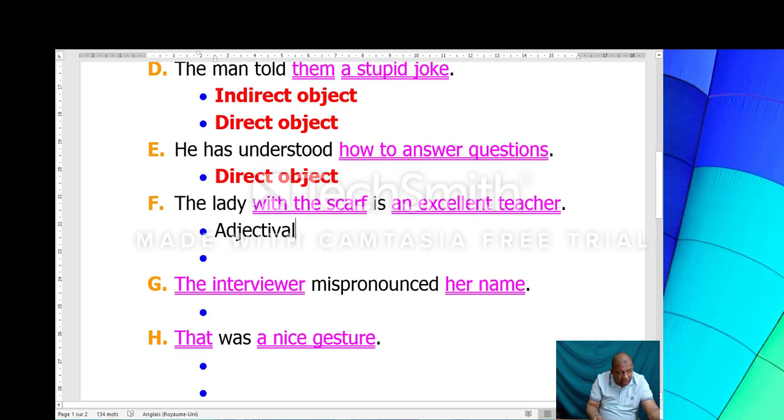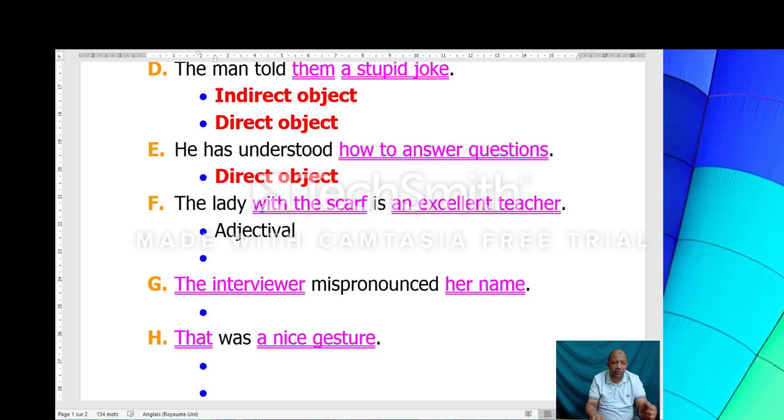Okay, so for example, if I want to take out with the scarf and replace it with one word, black, we say the black lady. So black here comes to modify lady. It plays the same role as with the scarf. So with the scarf describes who this lady is that we are talking about: the lady with the scarf.